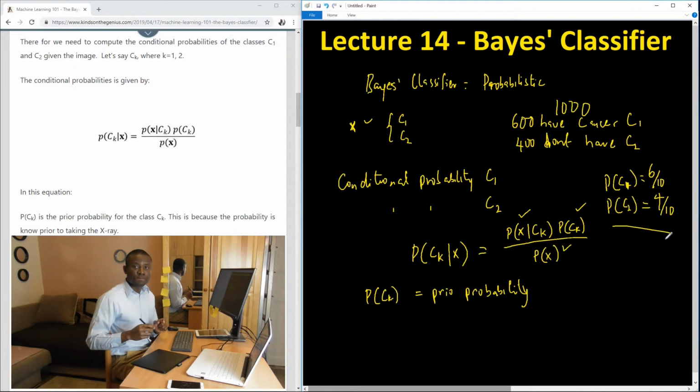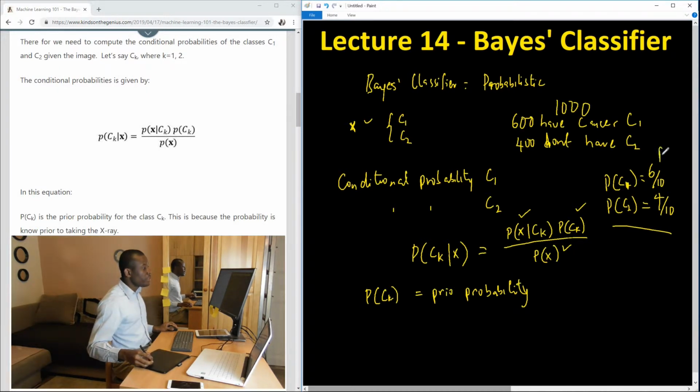So the hospital or the doctors already have this data. So this is actually the marginal probability of C1 and C2. Okay, so now the probability of CK given X is the conditional probability of CK given the X-ray image. What is the probability that X belongs to either of these two classes CK, of course K should be 1 or 2. And this is called the prior probability, right? So for the class CK, because the probability is known prior to taking the X-ray, right?